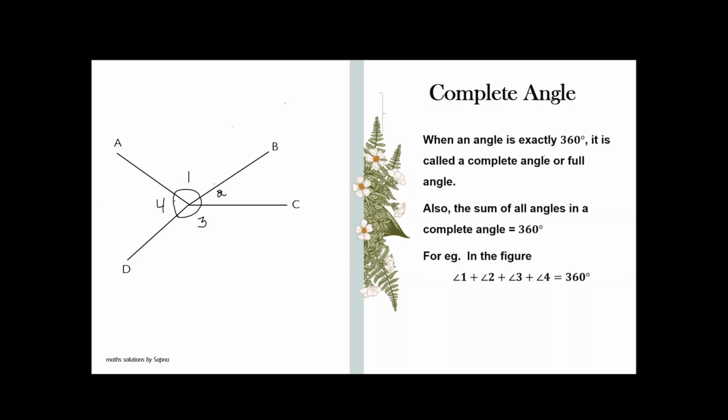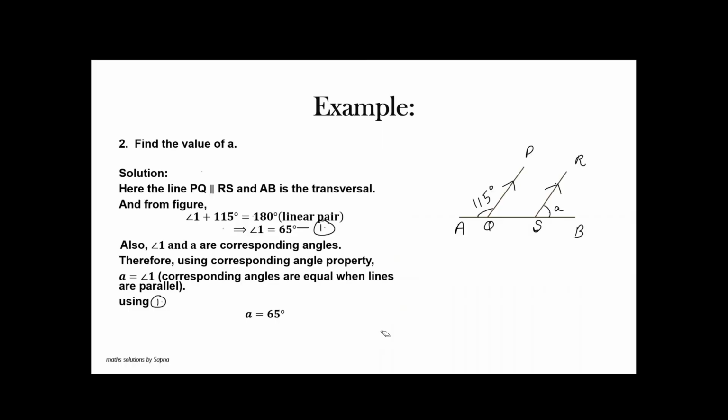I hope all the three are clear to you. Okay, so now let's discuss some questions related to the third step that we were discussing, when your missing angle is not directly related to the angles given in the figure. Then how to solve it using the properties that we just studied. So look at the figure. They are saying find the value of A. We have to figure out what A is.